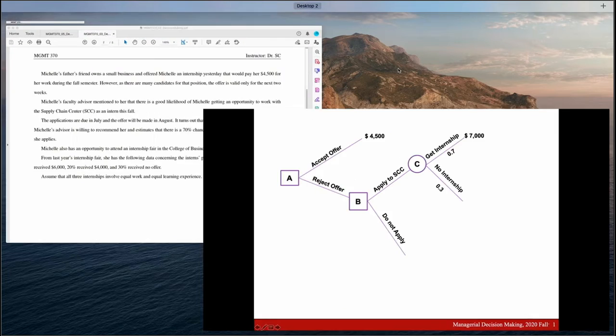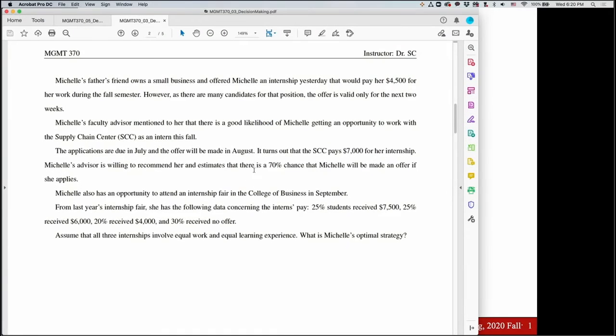And back to this problem. So now we have a 70% chance of the internship. That means you have to assign this 70% and 30% for being rejected. And now the next step. So this is sequence based, I mean time based. So next, Michelle has another opportunity to attend the internship job fair at the College of Business in September.